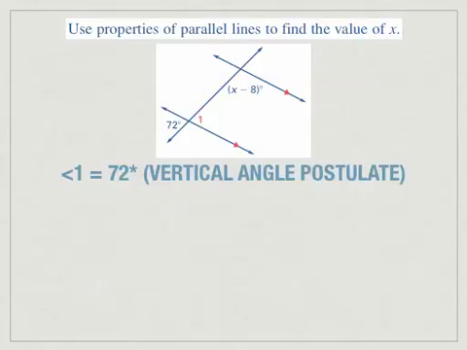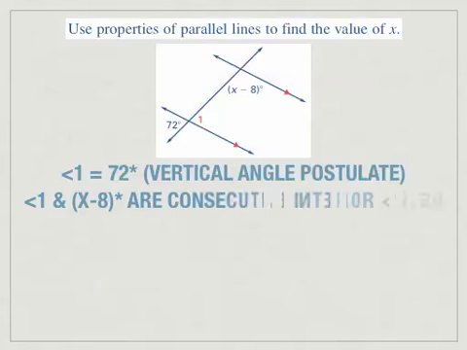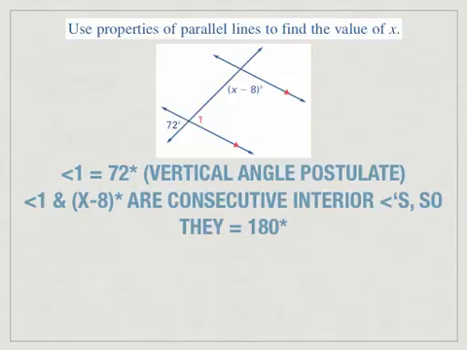So angle 1 is 72 degrees because of the vertical angles postulate. I know that angle 1 and angle x minus 8 degrees are consecutive interior angles. Because the two lines are parallel, they're going to be supplementary. So I can say 72 plus x minus 8 degrees equals 180. I can combine my like terms and subtract from both sides, and I find that x equals 116 degrees.